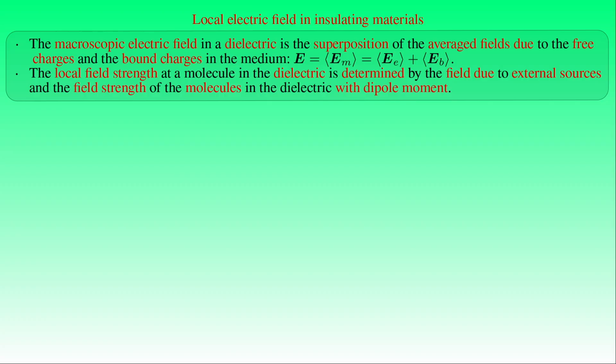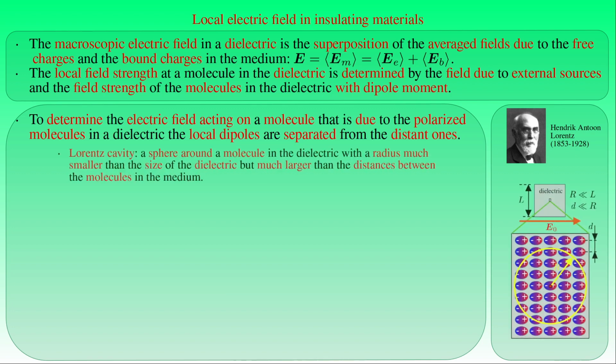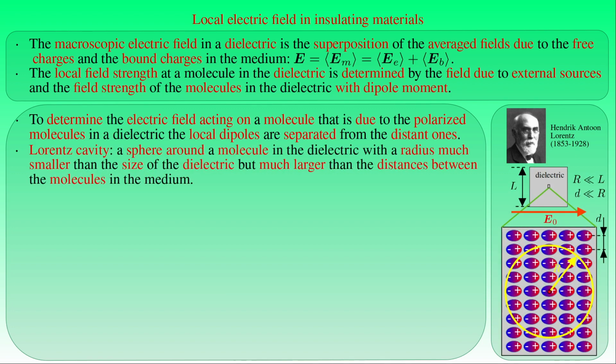In order to determine the electric field due to polarized molecules in an insulating material, Hendrik Lorentz, the famous Dutch physicist, applied a method using the so-called Lorentz cavity or Lorentz sphere to calculate the local field acting on a molecule by separating local dipoles from distant ones. In this method we consider an imaginary sphere around an arbitrary molecule in a dielectric medium under the influence of a uniform electric field E naught, whose radius r should be small enough compared with the physical dimensions L of the polarized dielectric, but large enough compared with the distances d between the molecules in the medium.